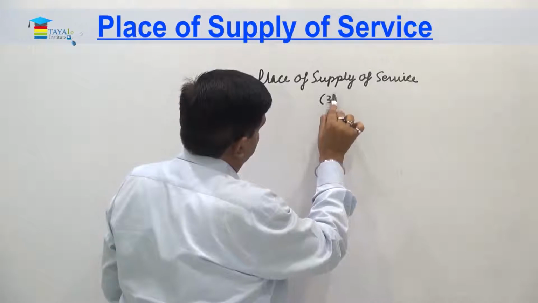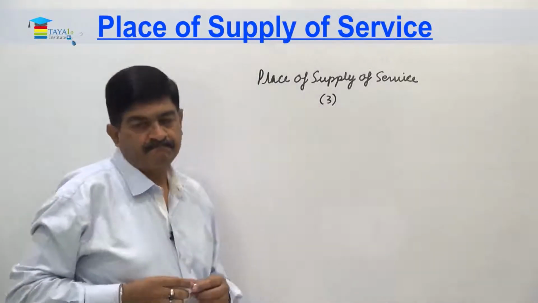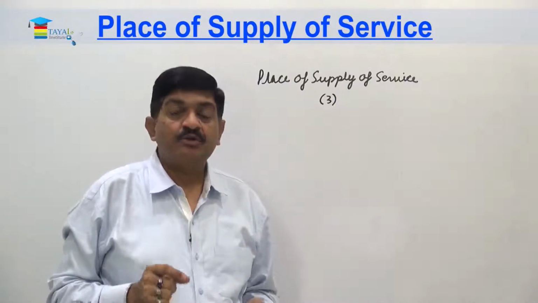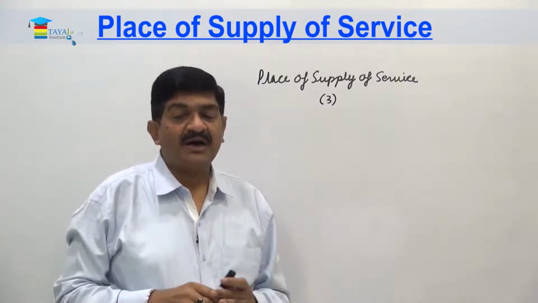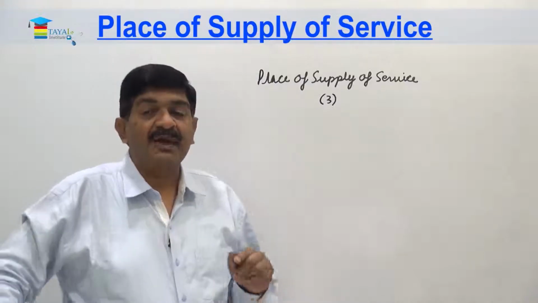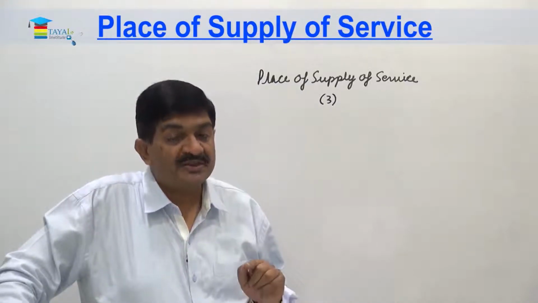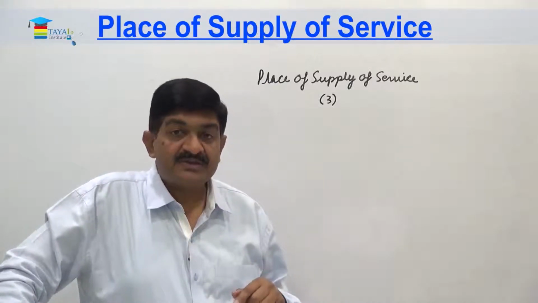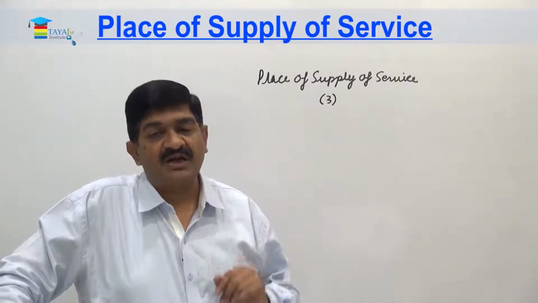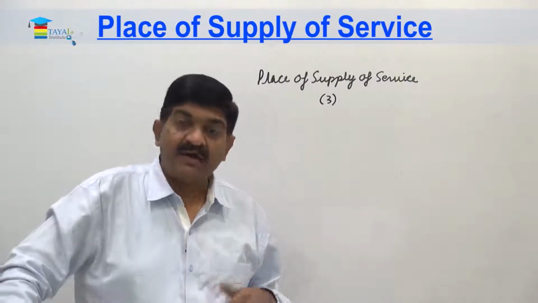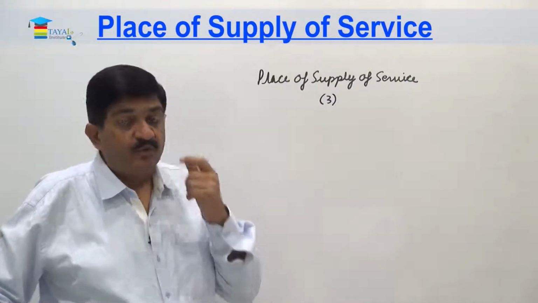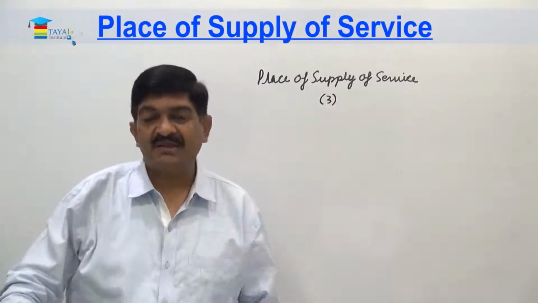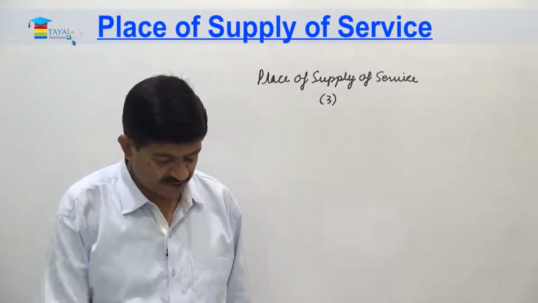In subsection 3, this is a case where certain goods are required to be made available to the supplier of services for providing the service. And who makes the goods available? It is the recipient who makes the goods available. And another situation covered here is where the personal presence of a person is required for availing the service. So two things are covered in subsection 3.